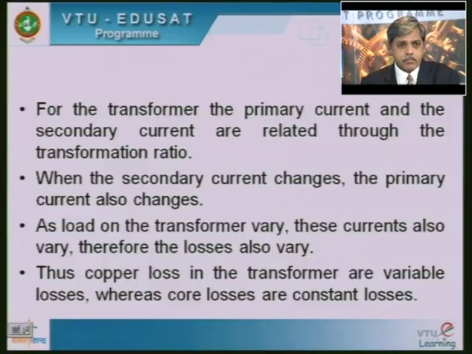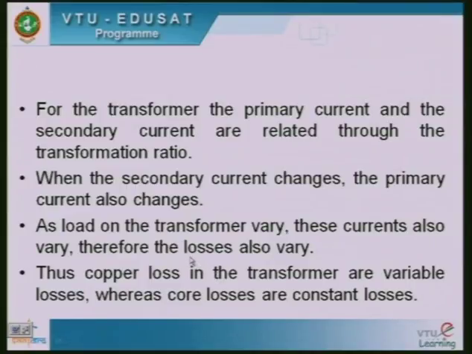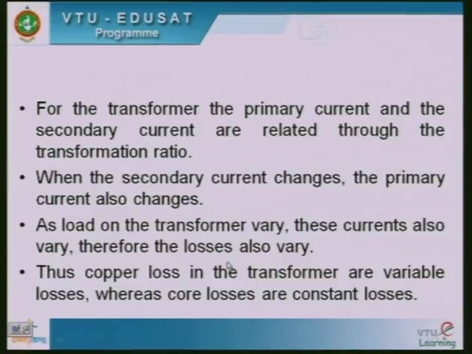And for the transformer, you can see the primary current and secondary current are also related through the transformation ratio. When the secondary current changes, the primary current also changes. As the load on the transformer varies, the copper losses will also vary because the currents in the primary and secondary windings change. What I just told you about copper loss being a variable loss, these statements support that.